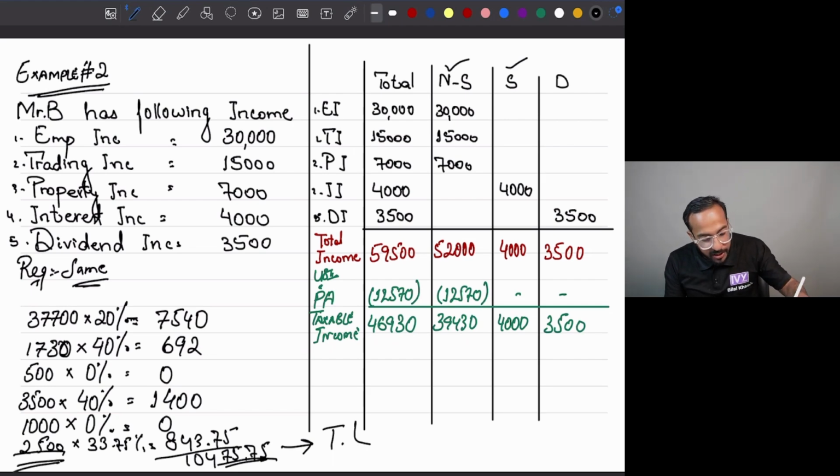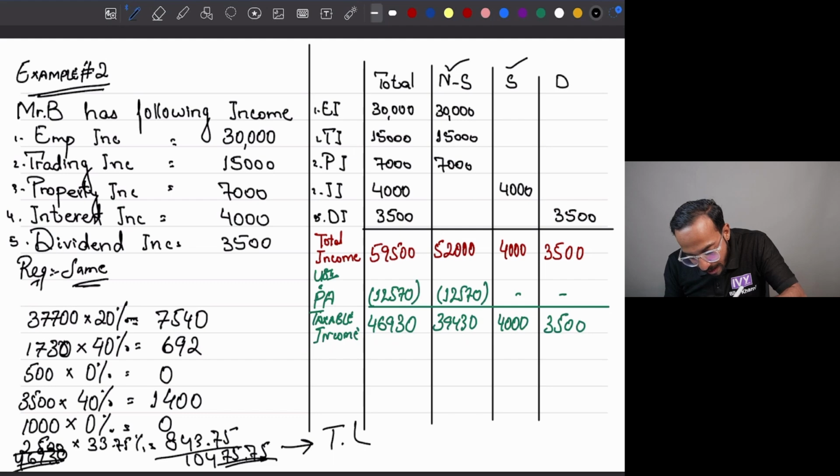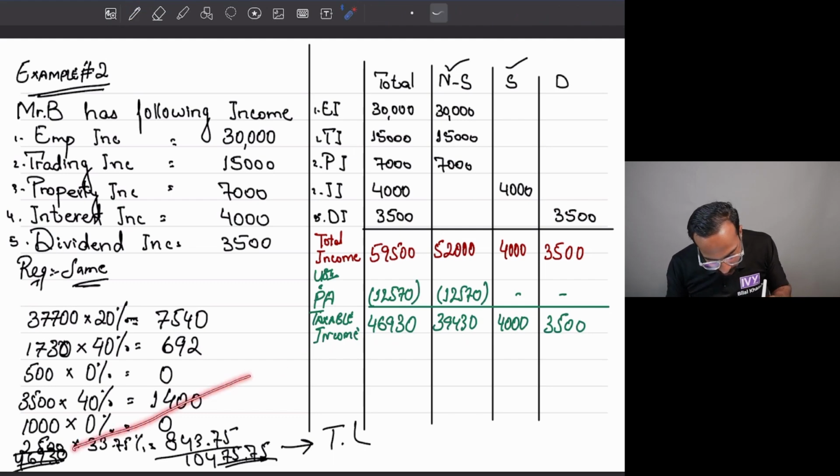For a cross check, just add all the items which you have taxed. 37,700 plus 1,730 plus 500 plus 3,500 plus 1,000 plus 2,500. This is 46,930. This has to match the figure of your total income. This is a cross check.